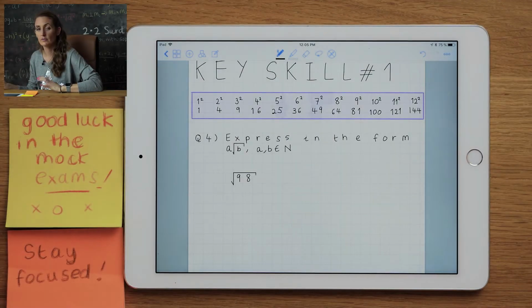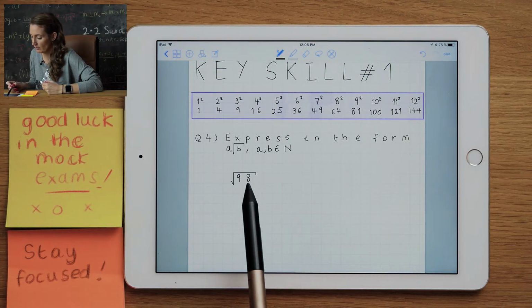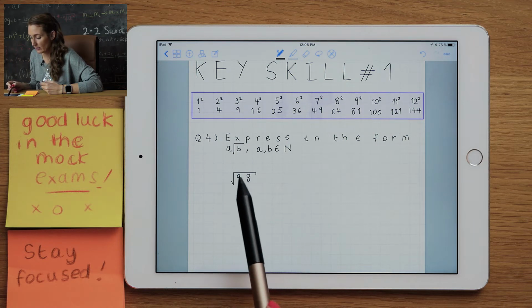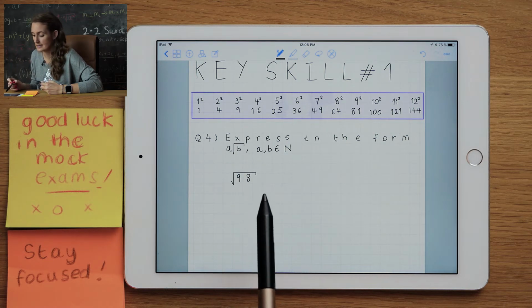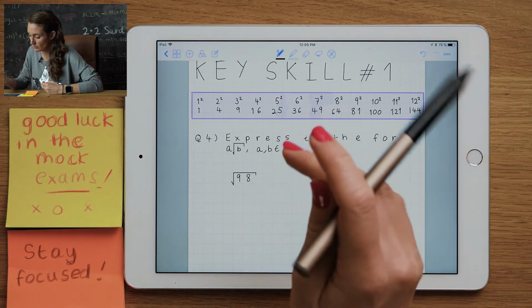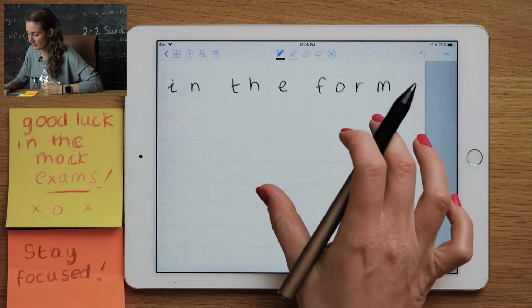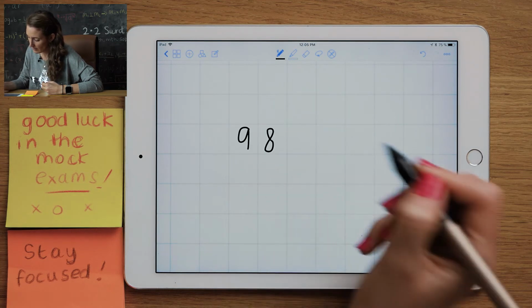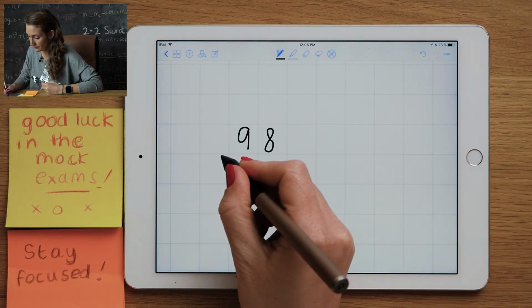Now we're going to look at a bit more of a tricky example. We're going to look at the square root of 98. Using my divisibility rules, I can't think of anything that will divide into 98. So what I'm going to do is use my prime decomposition technique. So I'm going to take 98 and I'm going to break it down.